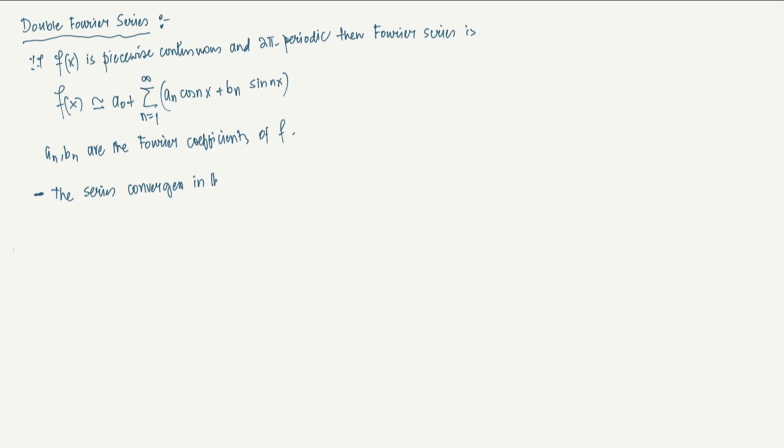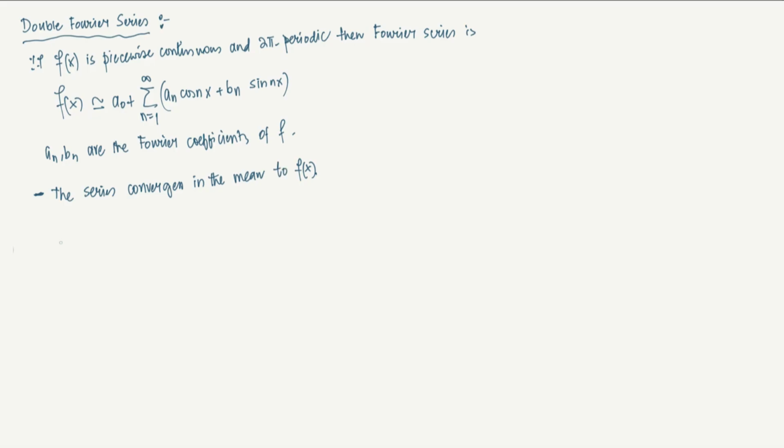We did not prove this, and it is a little out of the syllabus, so you don't need it, but it is true. What I mean is, if you take the partial sums S n, then the integral of the square of the difference between S n and f can be made less than epsilon for sufficiently large n. That is what convergence in the mean to f of x means.